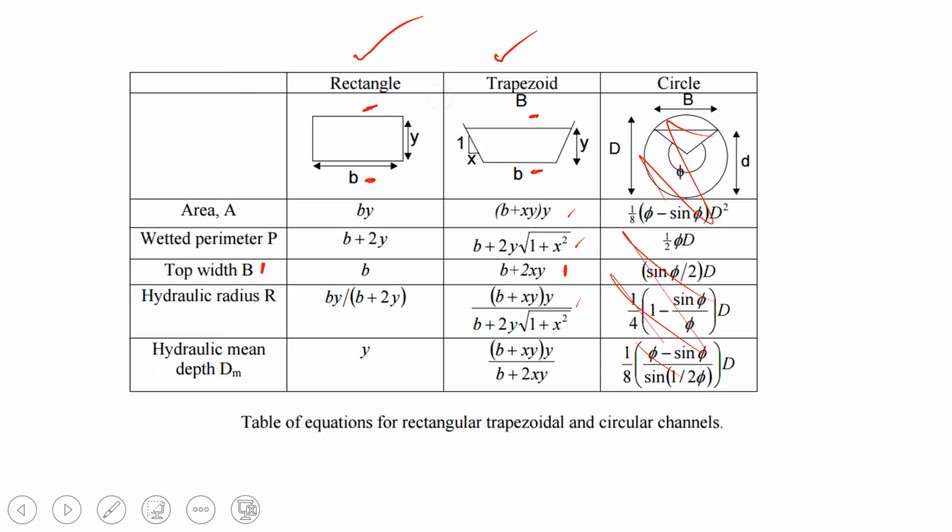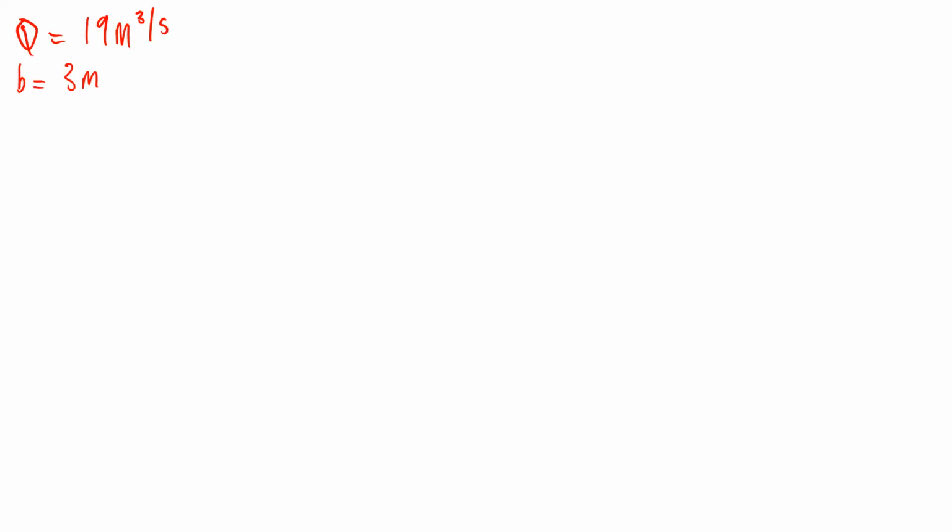So I'm just going to quickly write down the parameters that are given. Q equals 19 meters cubed per second. B equals 3 meters. If you've seen in the equation, this is x here. In our question it says 1 vertical to 1 horizontal, so x is equal to 1. I'm just going to put here x equals 1, S is equal to 0.0015, and n is equal to 0.017.